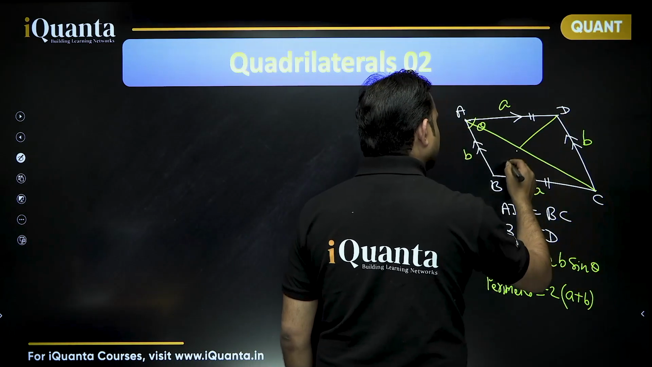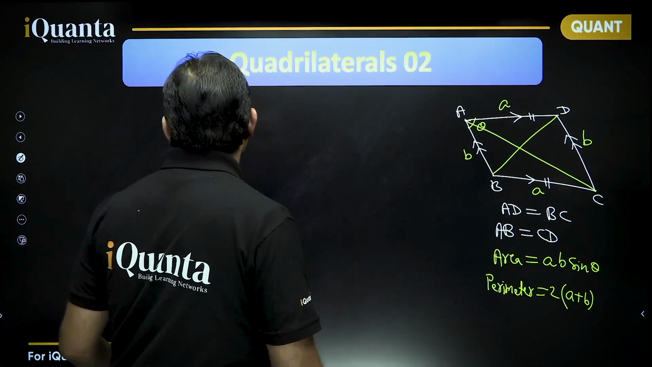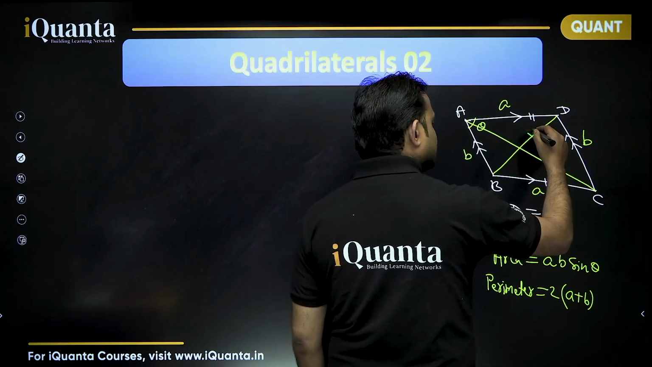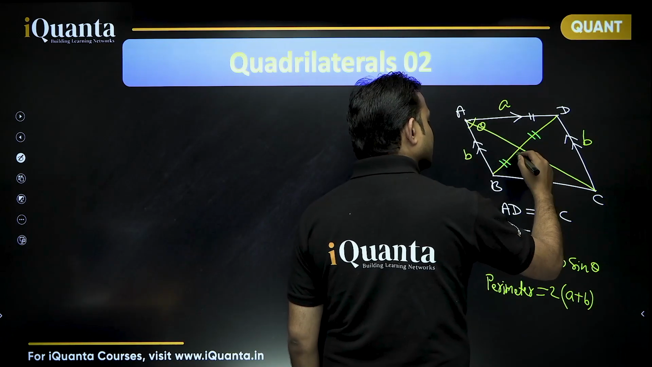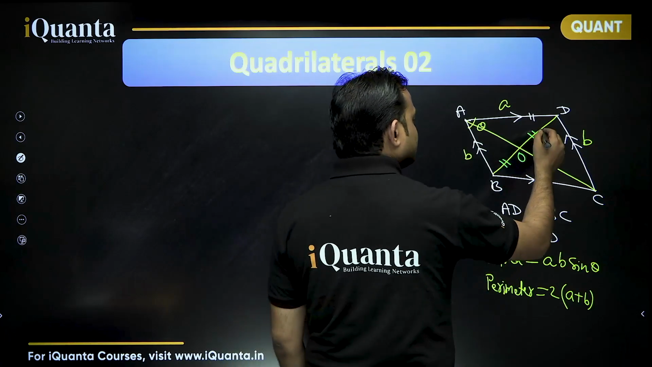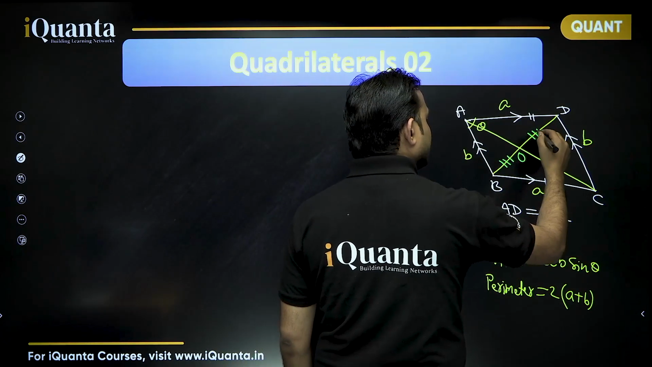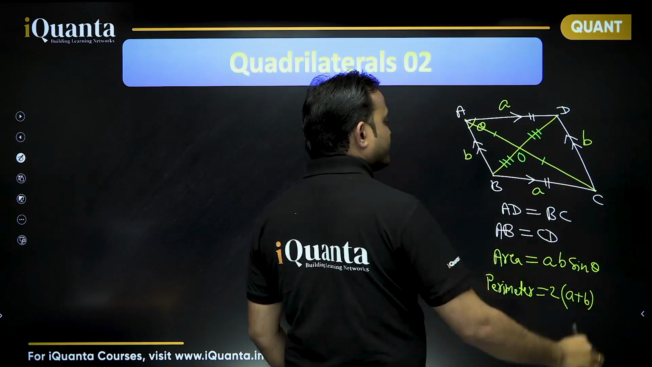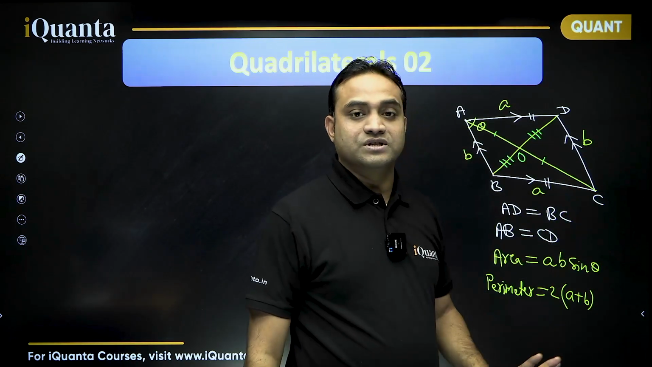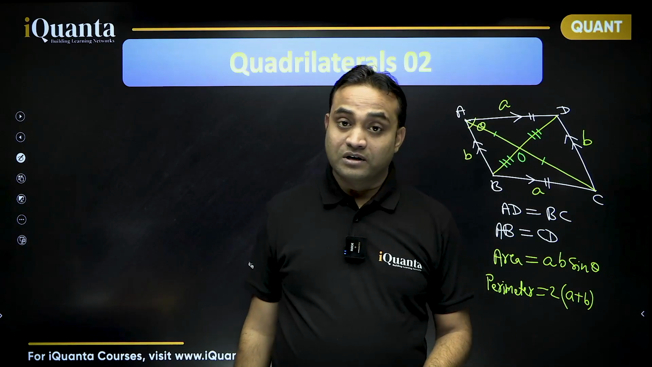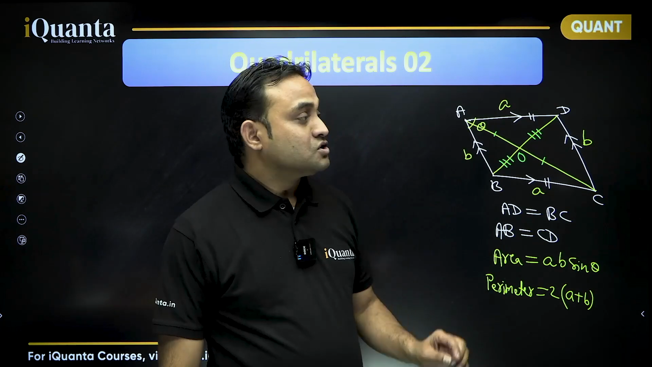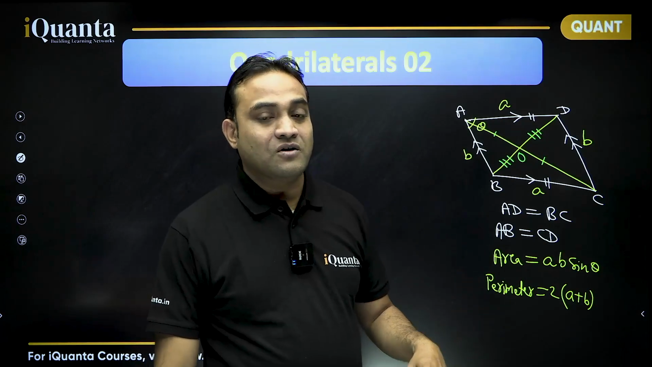Now, in case of a parallelogram, if we talk about the diagonals, what do we know? The diagonals bisect each other. Let's say this point is O. OB will be equal to OD, and the other diagonal is also like OA is equal to OC. So in any parallelogram, the diagonals bisect each other. All right. So these are the basic properties of a parallelogram.